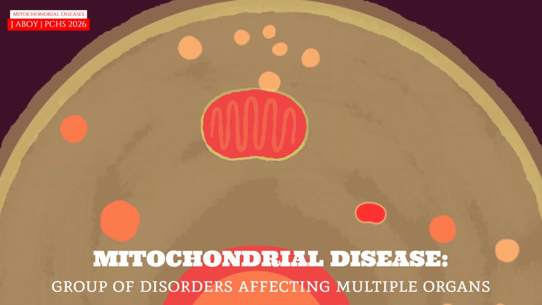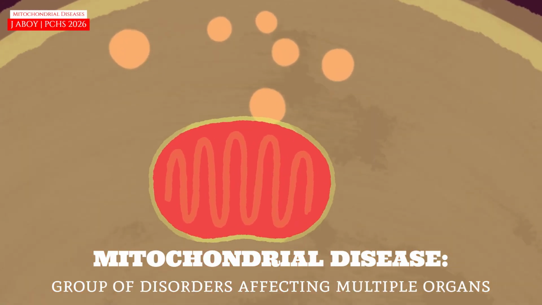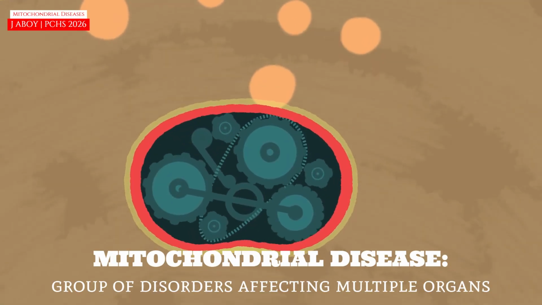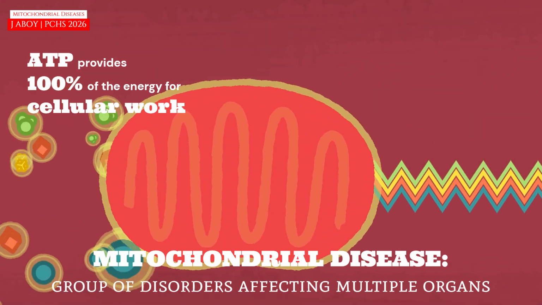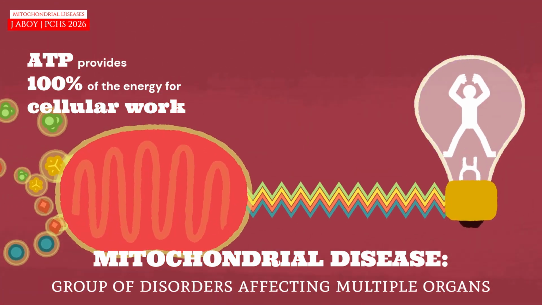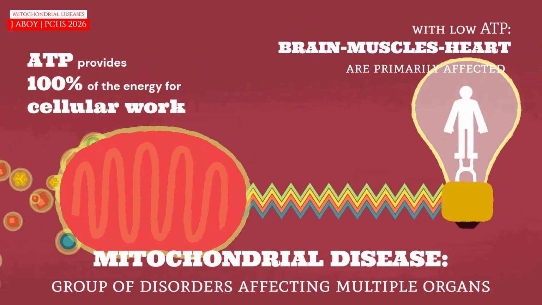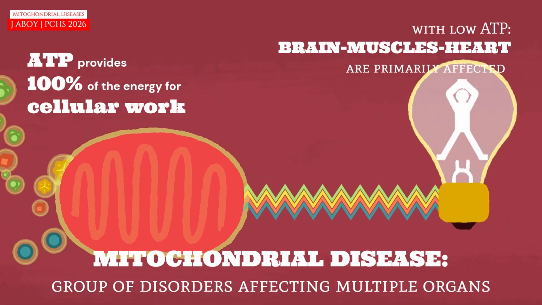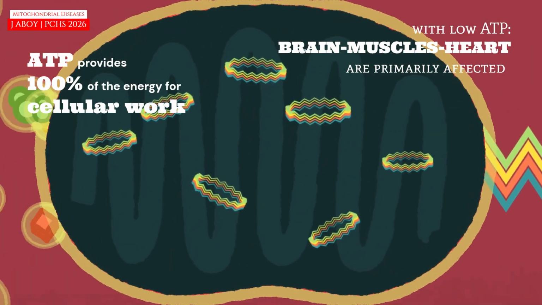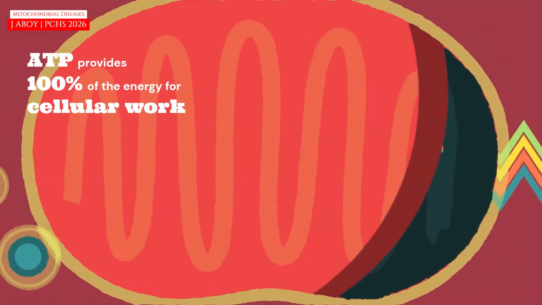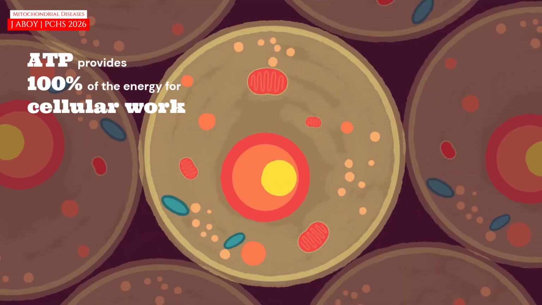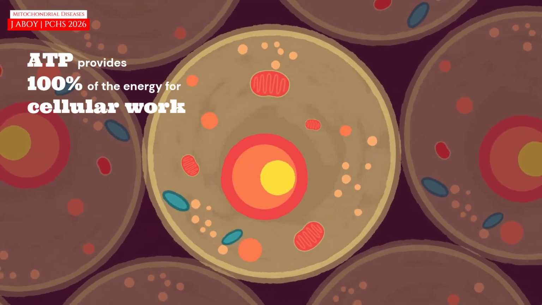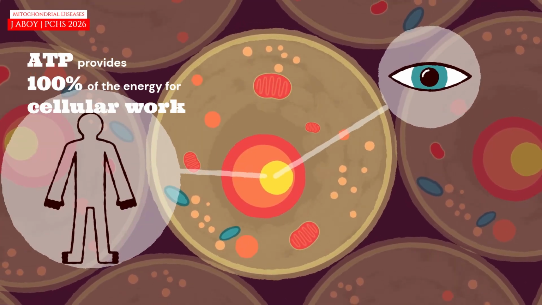Mitochondrial disease is a group of disorders where the mitochondria cannot make enough ATP, the cell's main energy source. Because ATP powers everything, the organs that need the most energy are the brain, the muscles, the heart, and the nerves are the first to fail. As discussed in Part 1, inside a healthy mitochondria, proton pumps create a strong proton gradient, like charging a battery, and that battery powers ATP synthase to make ATP.